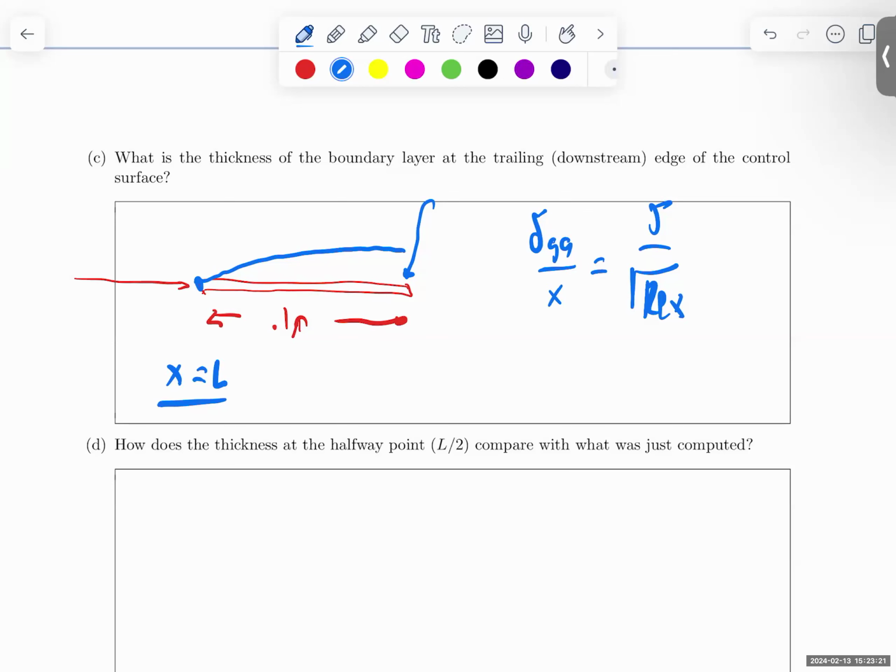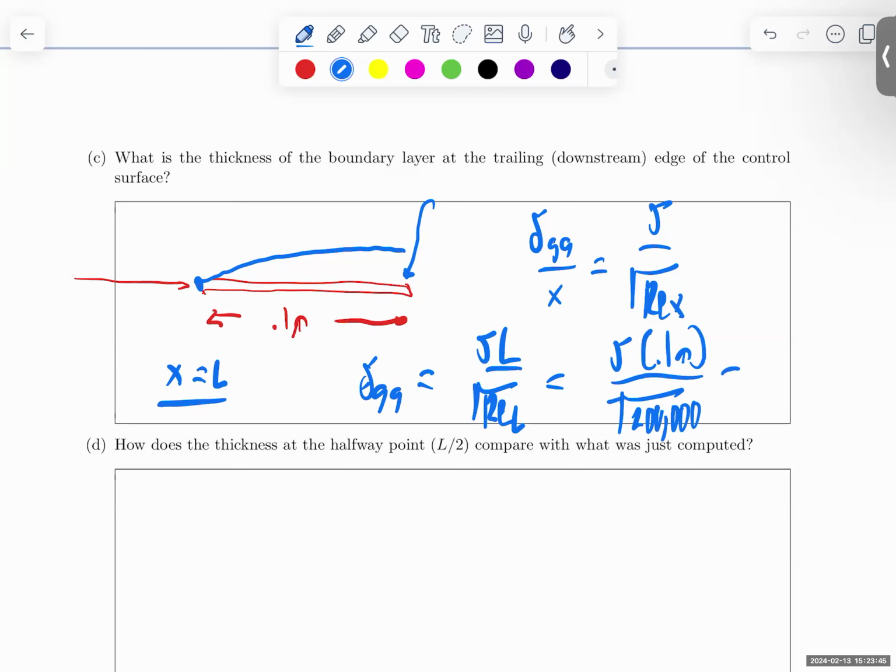So let me just rewrite this formula in that sense. I have delta 99, physical distance in meters, equal to 5L divided by the square root of Reynolds number based on L. We already computed that Reynolds number in the prior part. So this would be 5 times 0.1 meter, that's L, divided by the square root of 200,000.